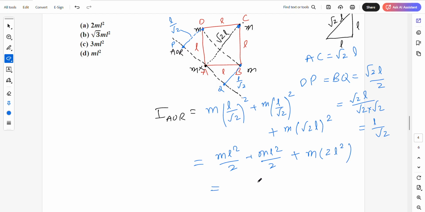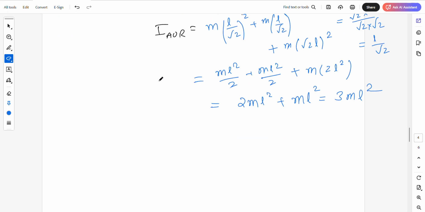Now add up this one. This is 2m L square plus m by 2 L square, m by 2 m L square. That is equal to 3m L square, which is the right answer. Hope you understood this. Next problem we will see.